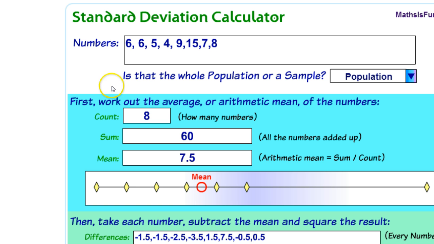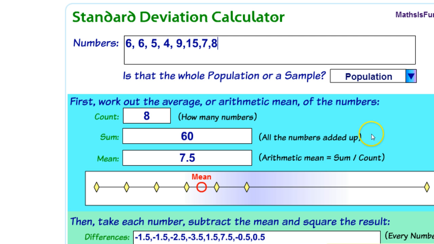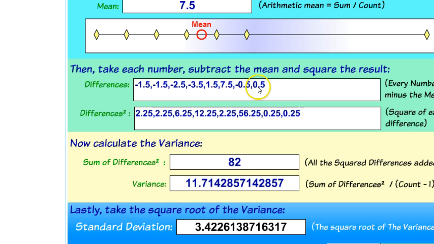Okay. First, we work out the average or the arithmetic mean. So in other words, we add them all up, and we find that there's 8 numbers. The sum is 60, and we divide by 8, and we get 7.5. Okay, and if we did a box and whisker plot, you would see this is kind of funky. So probably sample is a little bit better to go with. Okay, because that's not everyone's shoe size.